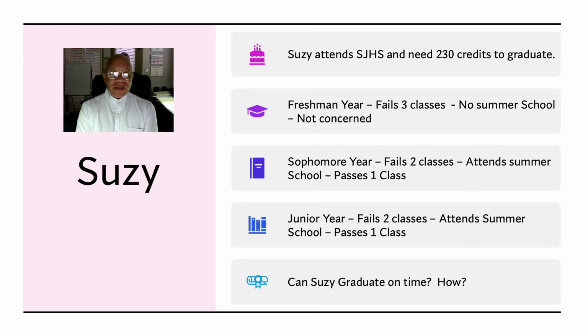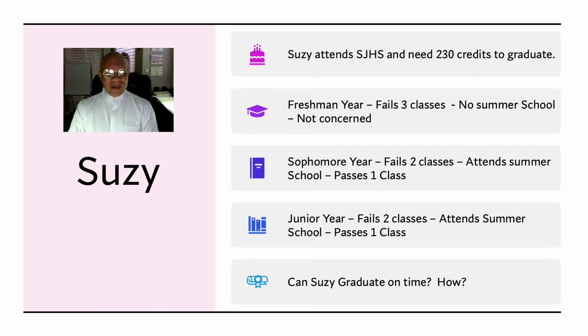So, but anyway, she goes to her freshman year, and she fails 3 classes. But she's not worried because she says, well, senior year is a long way off. So she didn't go to summer school. She wasn't concerned. Sophomore year, she failed 2 more classes. But this time she got a little worried. So her parents said, I think you need to attend summer school. So she attended summer school and she passed 1 class. Junior year, she failed 2 classes.